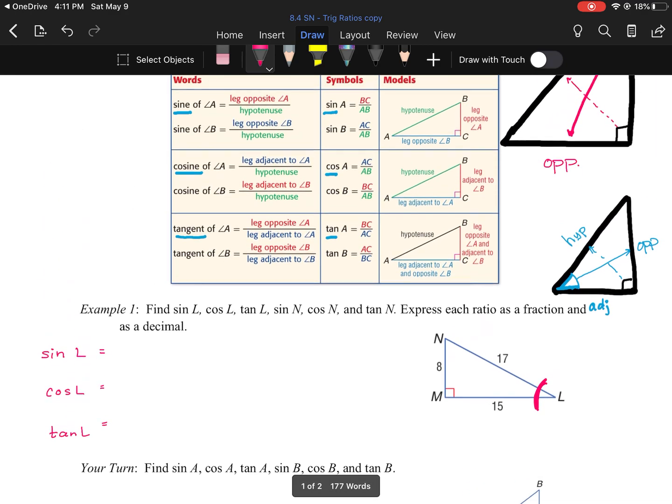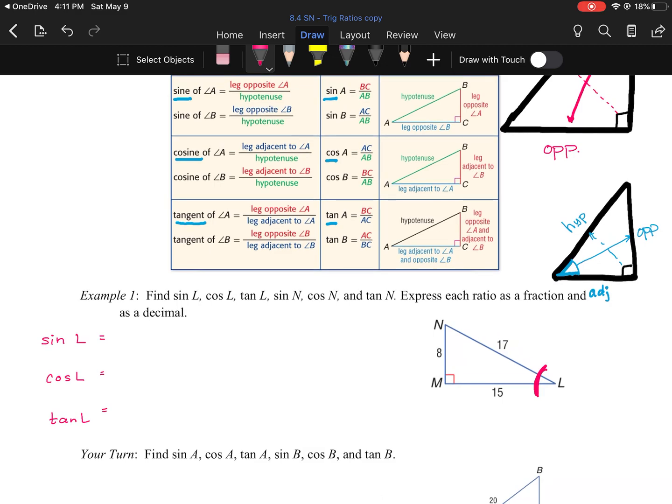Oh my goodness. I'm getting one little step ahead of myself. Well, I'll have both of them up there. Okay.